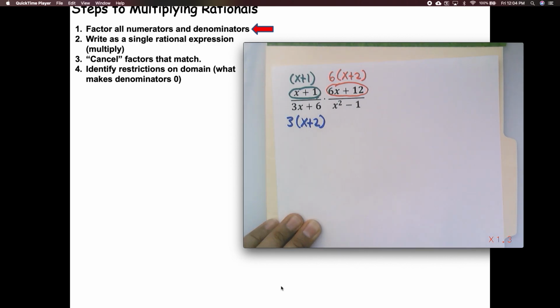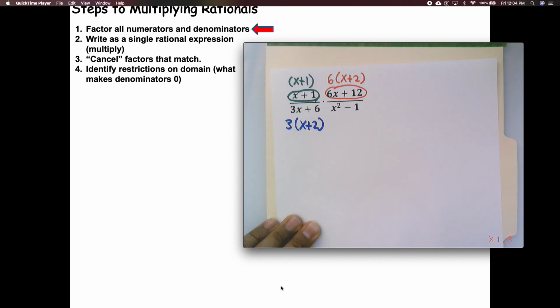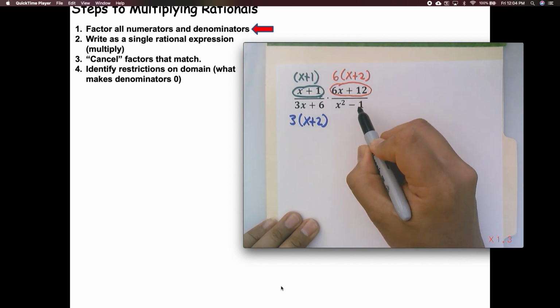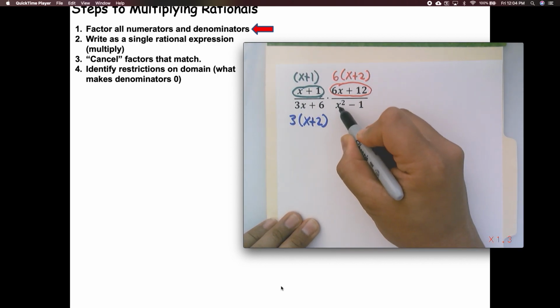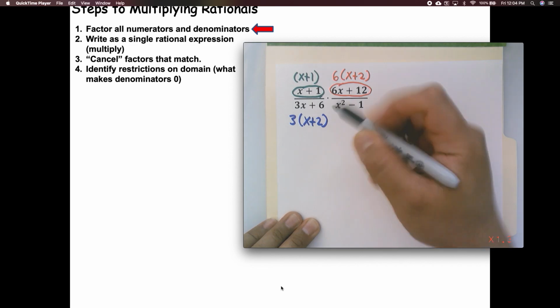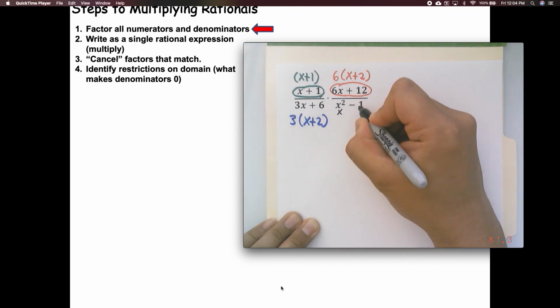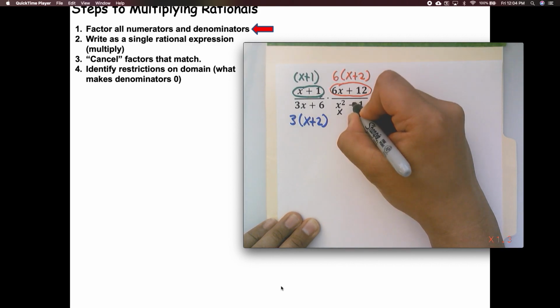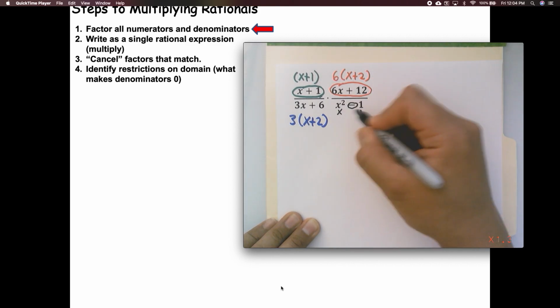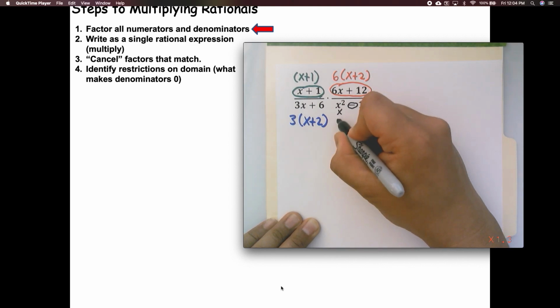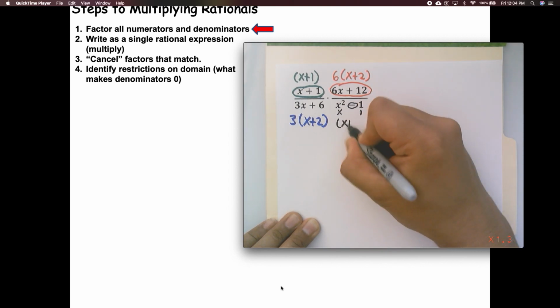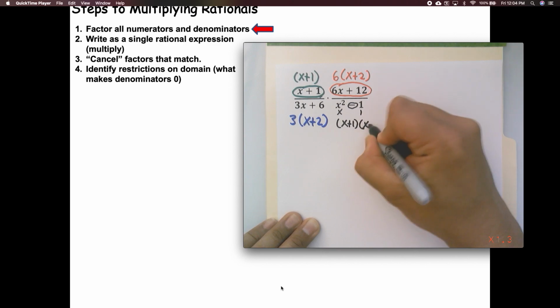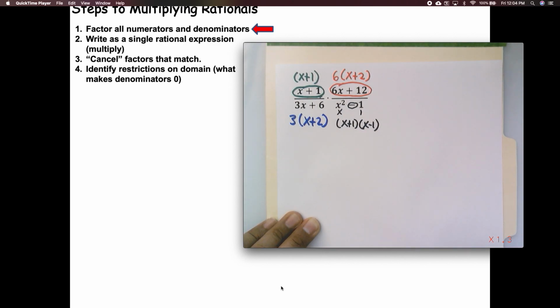I got 4 colors. Yes, 4 parts. So x squared minus 1. This is a perfect square because x times x is x squared. This is a perfect square because 1 times 1 is 1, and I see a minus sign here. So I know this is a difference of squares. So this thing just factors into x plus 1 and x minus 1. Okay, so that's the first step.